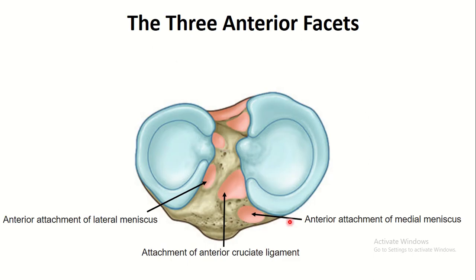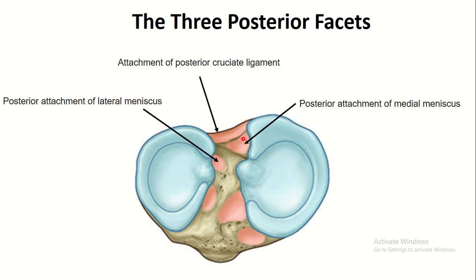Anteriorly it has 3 facets. One for the anterior attachment of medial meniscus, one for the anterior cruciate ligament, and one for the anterior attachment of lateral meniscus. إذن كل meniscus عنده 2 attachment، واحدة anterior واحدة posterior. يعني الميديال meniscus عنده anterior attachment و posterior attachment، والlateral meniscus عنده anterior attachment و posterior attachment. فصار 4. وعندنا anterior cruciate ligament وعندنا posterior cruciate ligament، صار 6. 3 بالanterior part و3 بالposterior part.